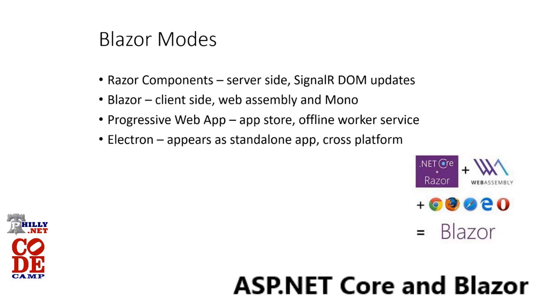Electron is a way to make a web app look like it's a desktop app. And if you did that, you could probably run these things on Linux, on a Mac. And there's a popular product that you use that already uses Electron to run a web app. It's called Visual Studio Code. So Visual Studio Code is actually a web app. And if you look at how complex that is and all the stuff it does.